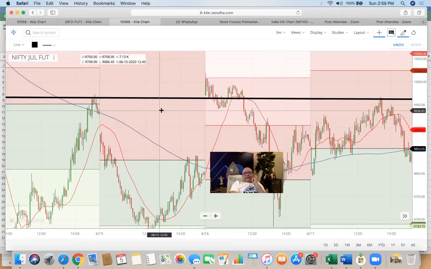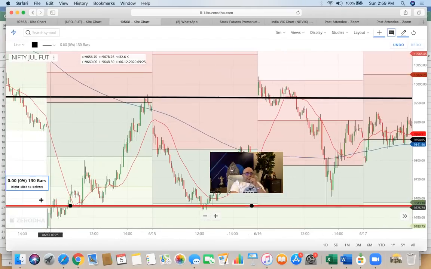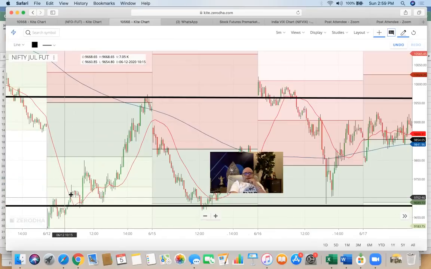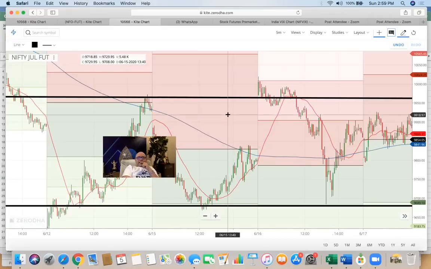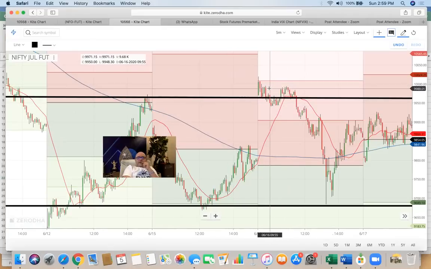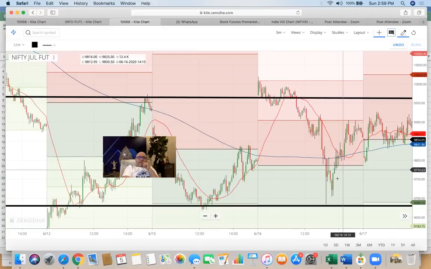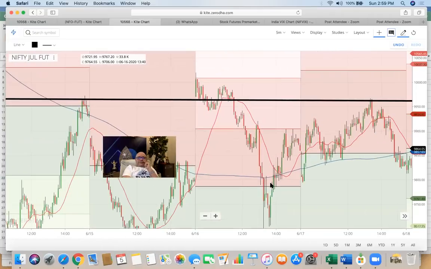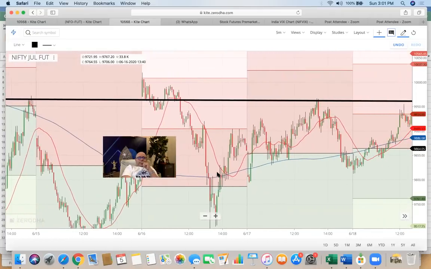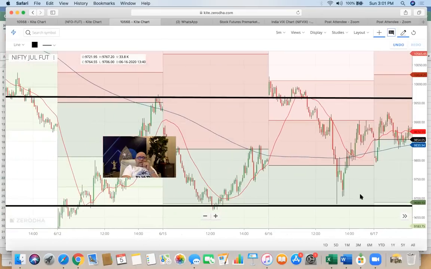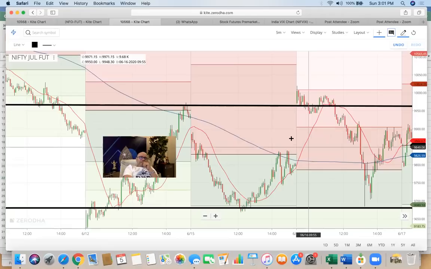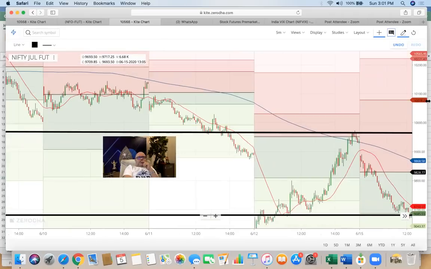Again, you can see we opened 300 points gap down, and from there the market went back higher. A day later, we opened 200 points higher and the market collapsed to the lower level. So as you can see, this way you can have traps where people are positioned on one side and the market starts to fail.